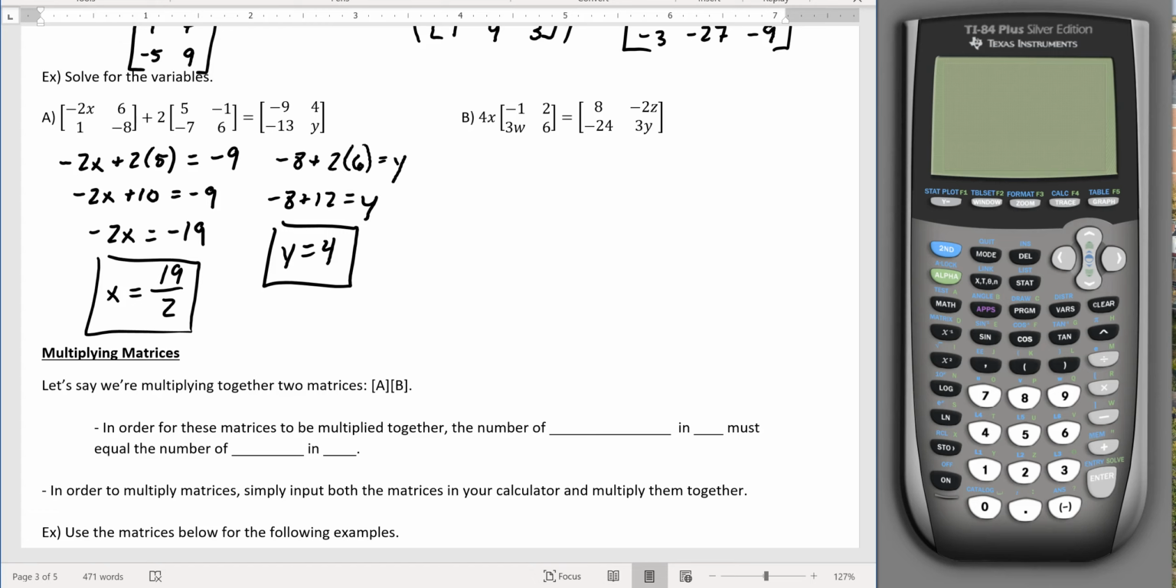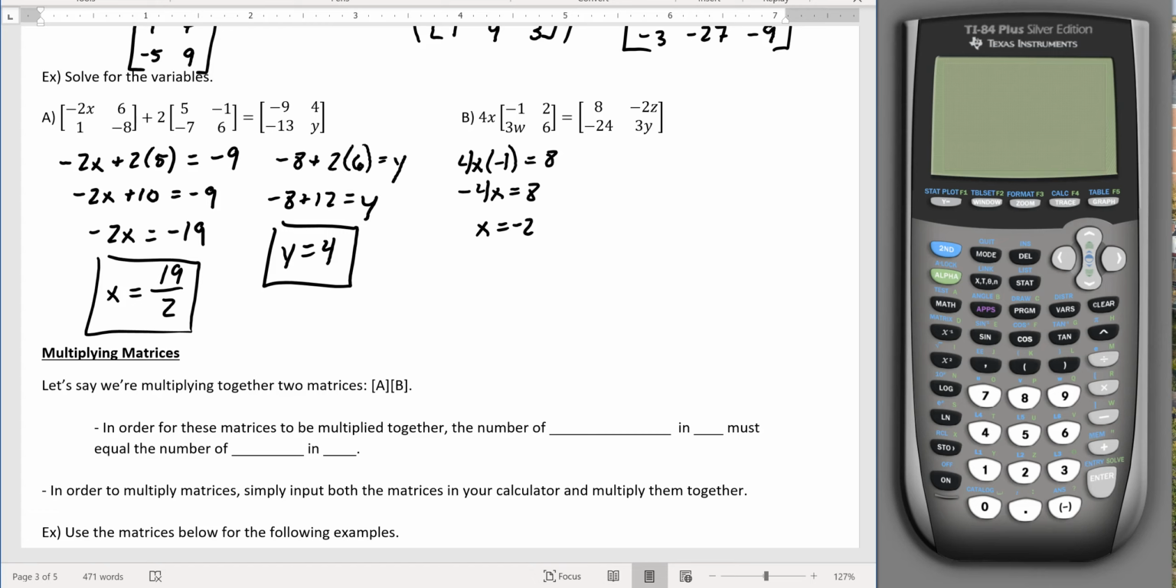So I would say 4x times negative 1 equals 8. So that means negative 4x equals 8, which means x equals negative 2. And now that I know x is negative 2, what I would recommend doing is go ahead and rewriting this with negative 2 plugged in.